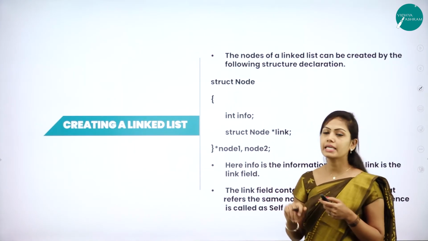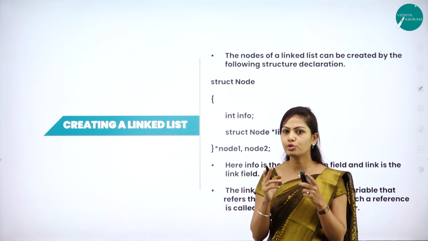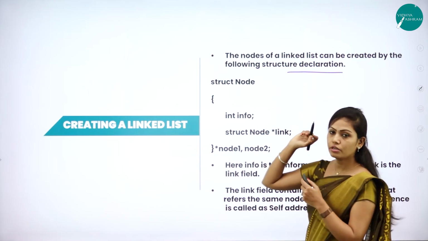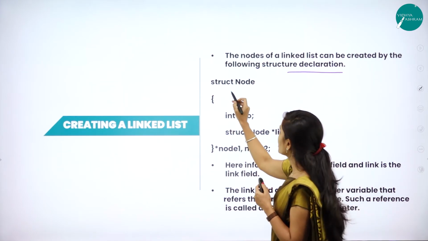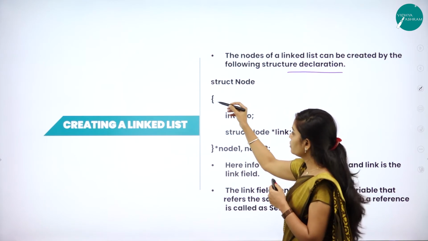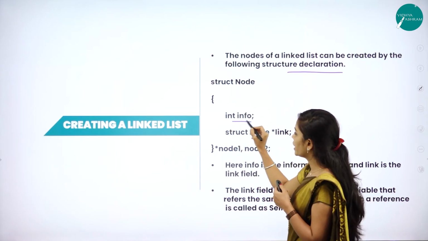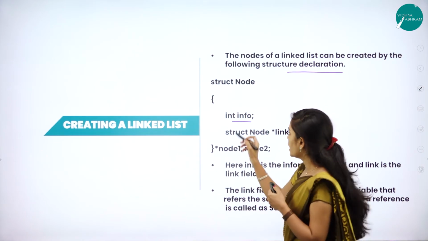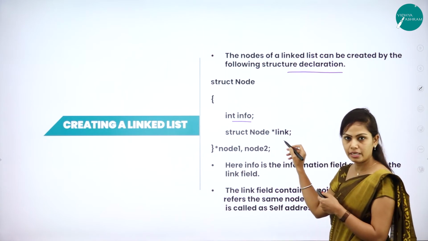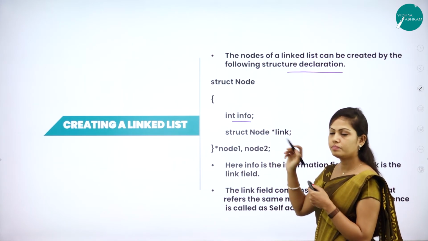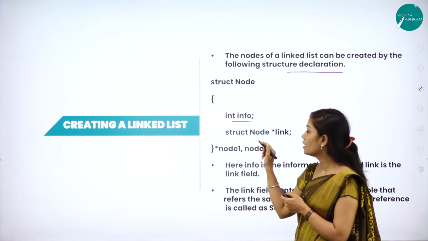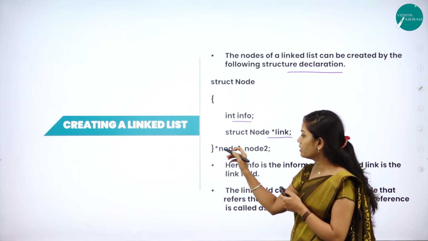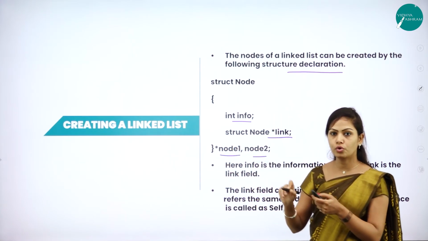So the first operation is creating a linked list. While creating a linked list, we have to use structure declaration, which I already studied in first PUC. So we use struct node, open flower bracket, and int info. Int info means you can use any other type of value like integer, float, character, etc. Then struct node of link. Struct node means which node you are using. To hold the address of the node, we use a pointer variable called link, and close the flower bracket. We have to mention the nodes, node 1 and node 2.